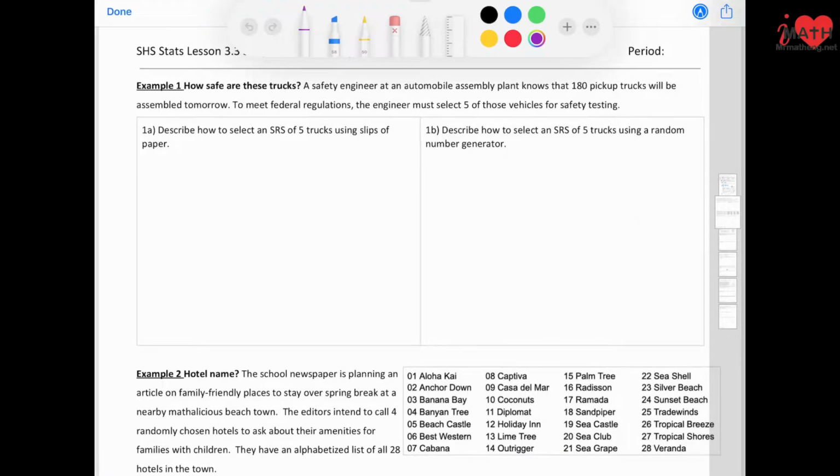All right, page 2, let's do an example. Example number 1, how safe are these trucks? A safety engineer at an automobile assembly plant knows that 180 pickup trucks will be assembled tomorrow. To meet the federal regulations, the engineer must select 5 of those vehicles for safety testing. So we're going to use slips of paper and a number generator. So I'm going to go ahead and use my acronym, DARE.